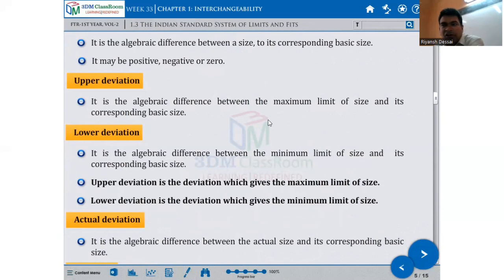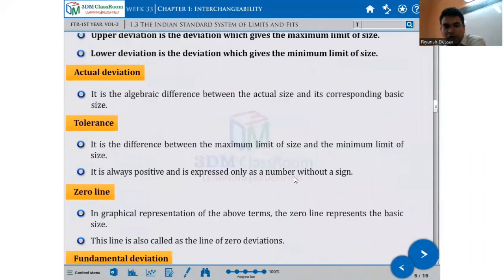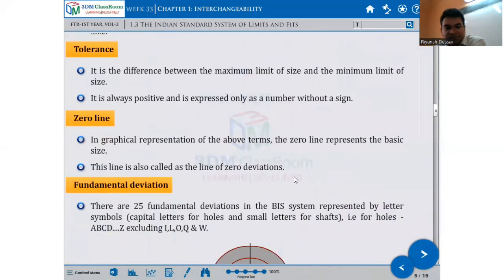So what is the actual deviation now? It is the algebraic difference between the actual size and its corresponding basic size. Tolerance, which I already explained to you, is the difference between the maximum limit of size and the minimum limit of size. Always a positive and it expresses only a number without a sign.